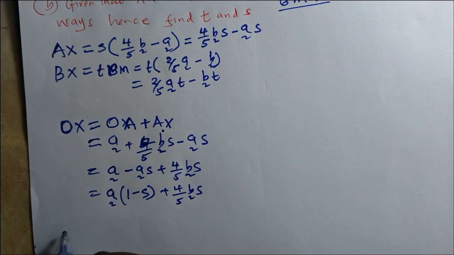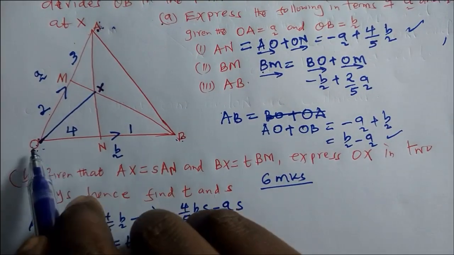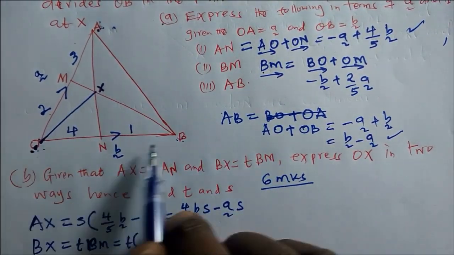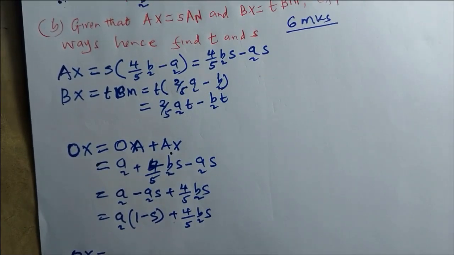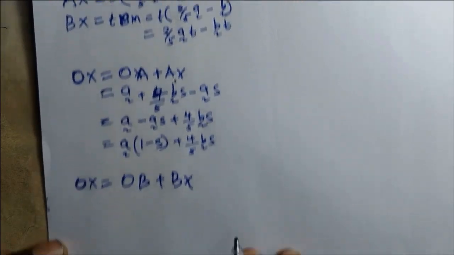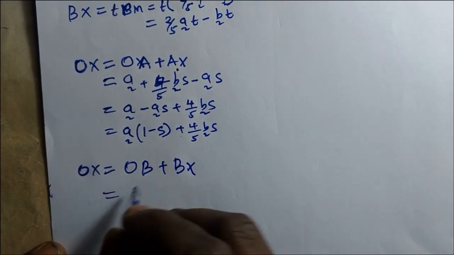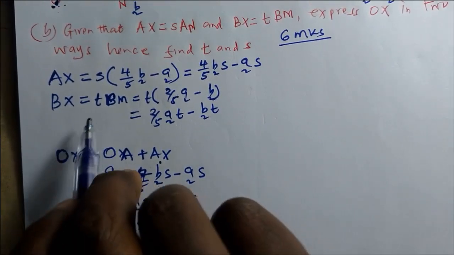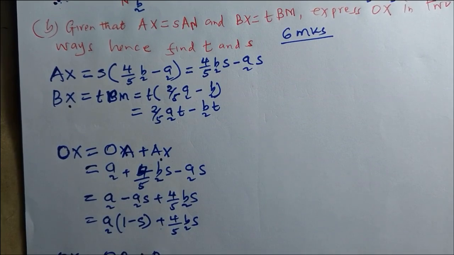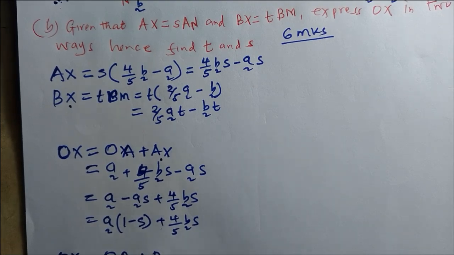Another way, we can also say OX is equal to OB plus BX. But we know OB is B, plus BX. We have our BX here. BX is equal to 2 over 5 AT minus BT.